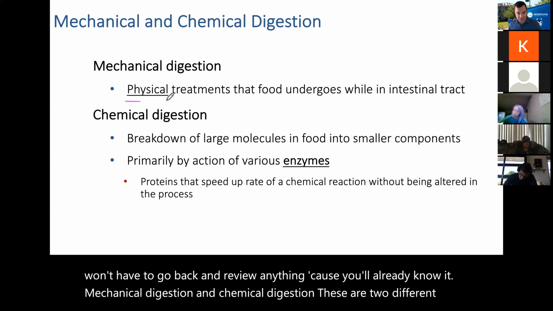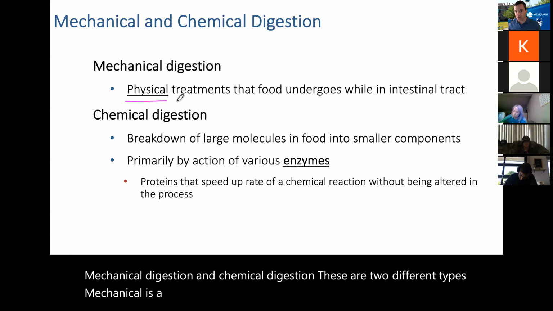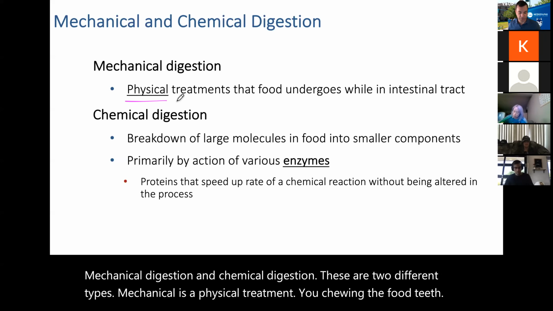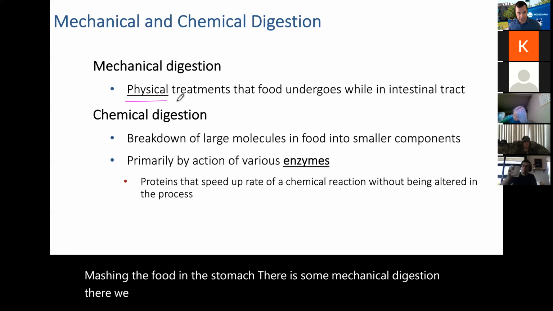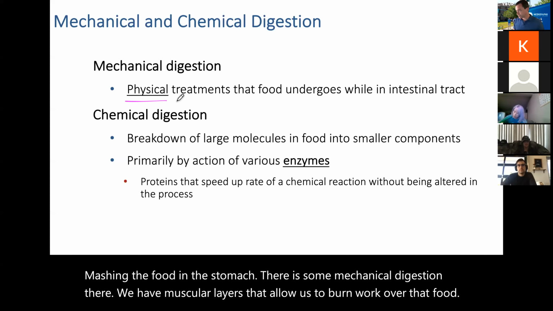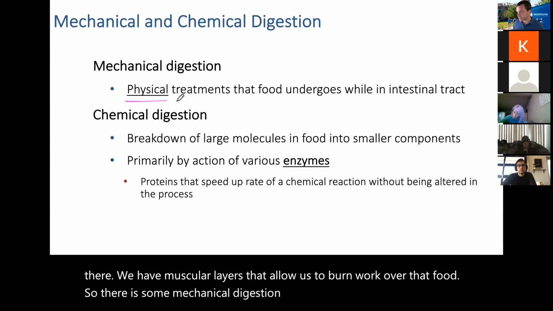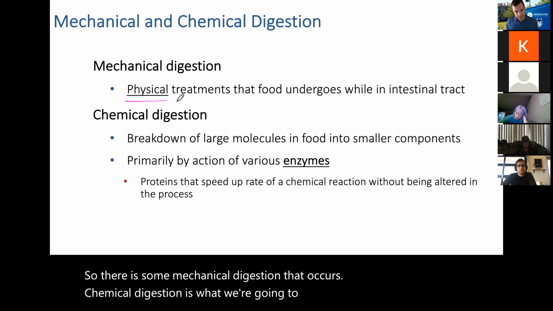Mechanical is a physical treatment: you chewing the food, teeth mashing the food. In the stomach, there is some mechanical digestion too. We have muscular layers that allow us to work over that food. So there is some mechanical digestion that occurs. Chemical digestion is what we're going to be talking a lot more about.